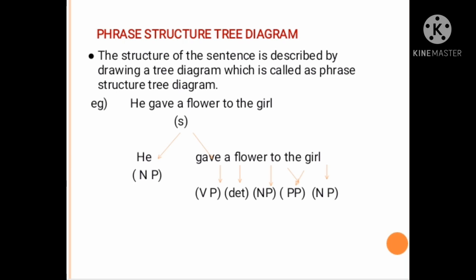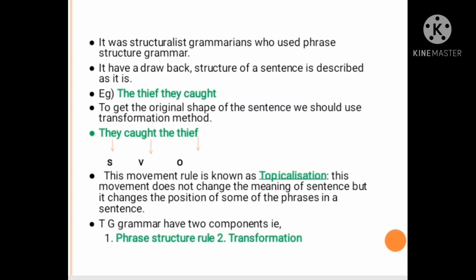This phrase structure rule is mainly used by structuralist grammar. We have already discussed that the structuralist grammarians describe the sentence as it is, and it is considered a drawback by TG grammar. For example, consider the sentence, the thief they caught. This sentence can be described as it is. Here, the is determiner, thief is noun phrase, they is pronoun, and caught is verb phrase.